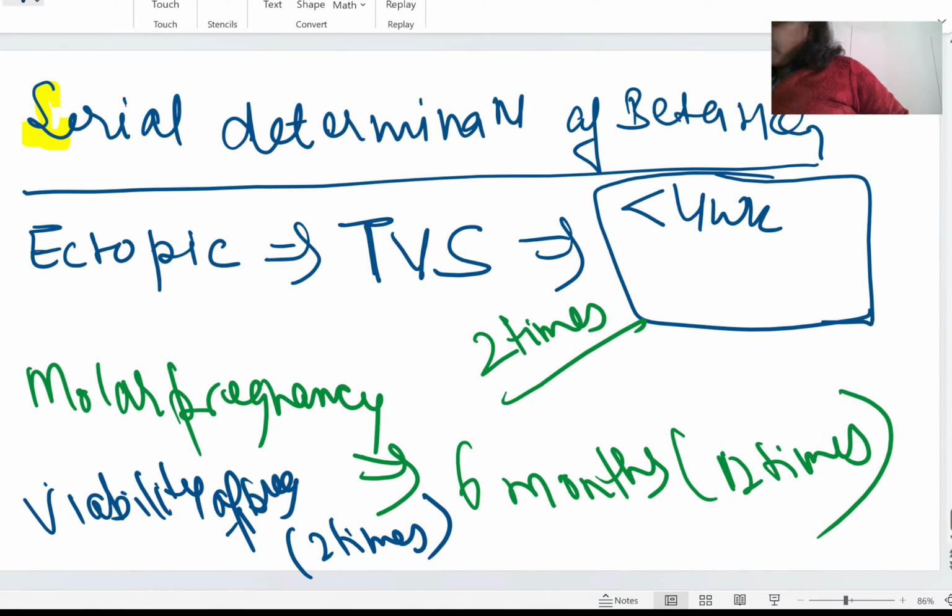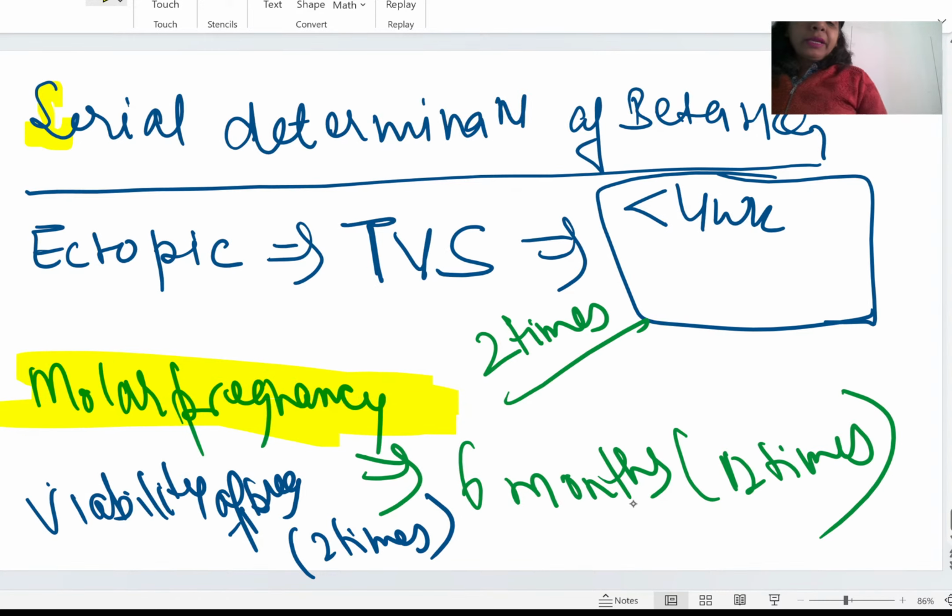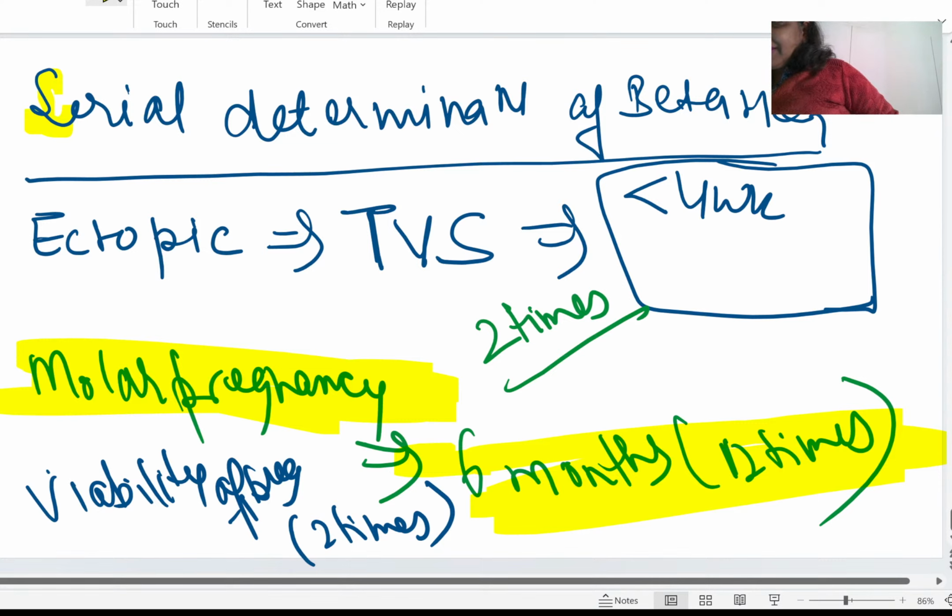And for gender identification, we don't do it. So, if we have to choose one option, the best option is molar pregnancy, because in molar pregnancy we do it 12 times. Is it clear? We don't do serial determination for gender identification. Dr. Hassan, is it clear?